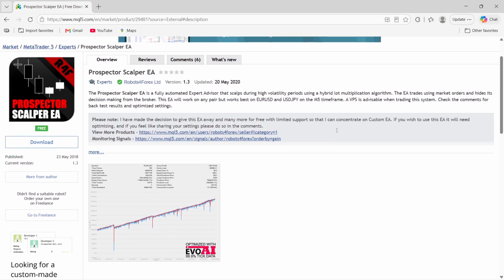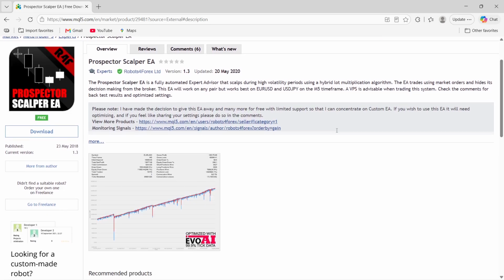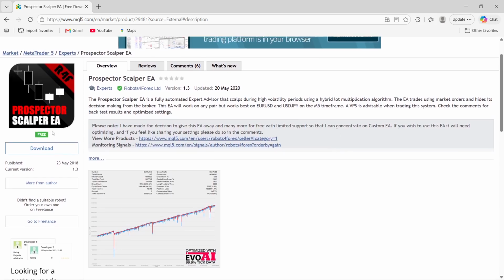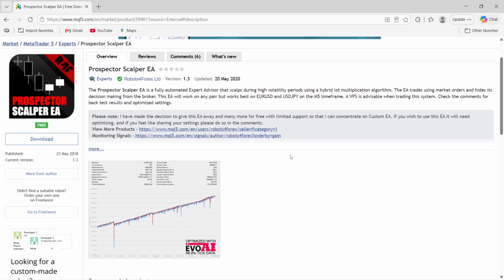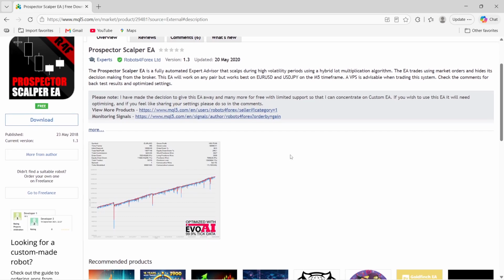Today we are looking at the Prospector Scalper EA for MT4 and MT5. This one's been around since 2018. It's completely free, as you can see here, and the developer positions it as a volatility scalper that uses a hybrid lot multiplication system. Sounds interesting on paper, but let's walk through exactly what the developer claims and what that actually means in practice.